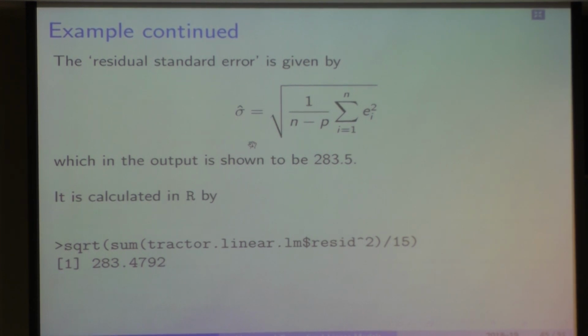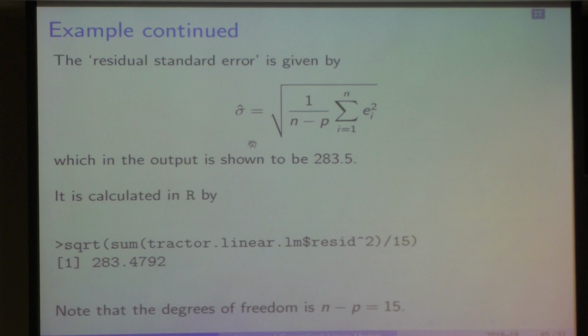Okay, and you can see that the answer does indeed match. Remember I said the degrees of freedom: there are 17 data points in this data set. We're fitting a simple linear regression model, so p is 2, because there are 2 parameters that we estimate, so there are 15 degrees of freedom.